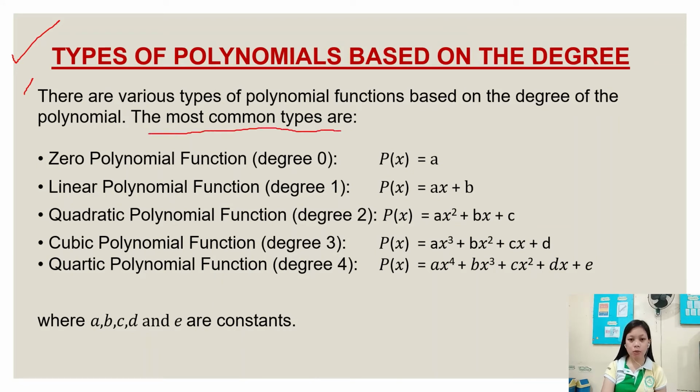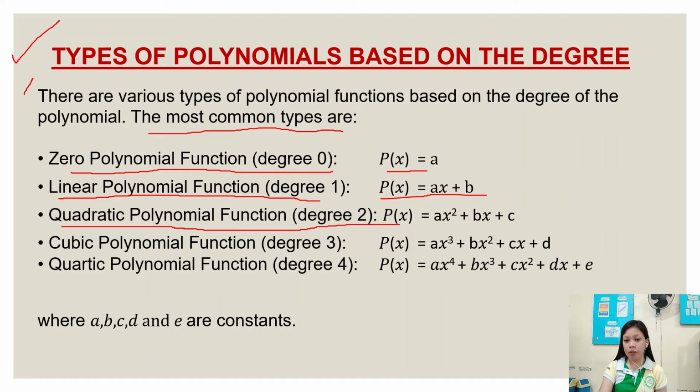The most common types are: the zero polynomial function, degree 0, or in mathematical symbol, p of x equals a; the linear polynomial function, degree 1, or p of x equals ax plus b. The third type is the quadratic polynomial function, degree 2, p of x equals ax squared plus bx plus c.